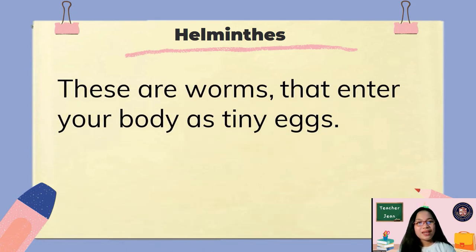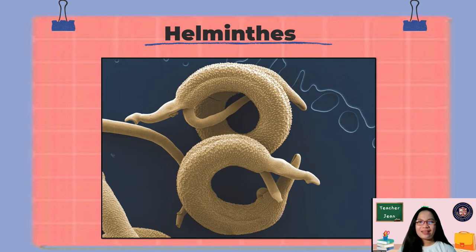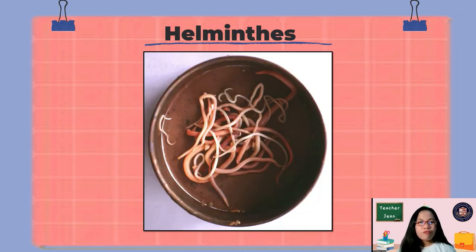These are worms that enter your body as tiny eggs. Then they will go to your stomach and intestines. So if you have those, they will be absorbing the foods you eat and grow bigger and bigger, then start to multiply. So since they are absorbing the food you're eating, you will not really get the full nutrients from the food you ate. That's why you will feel weak and thin and with a big belly.